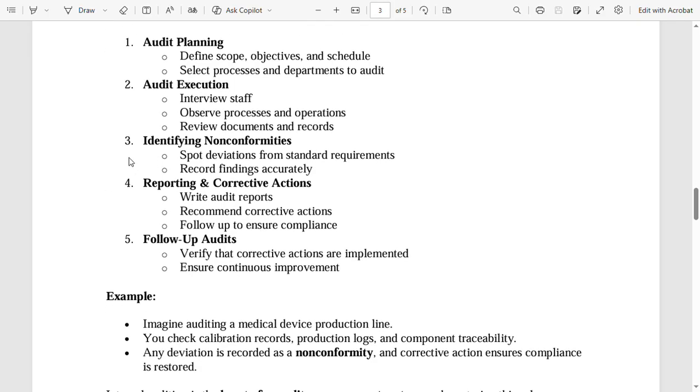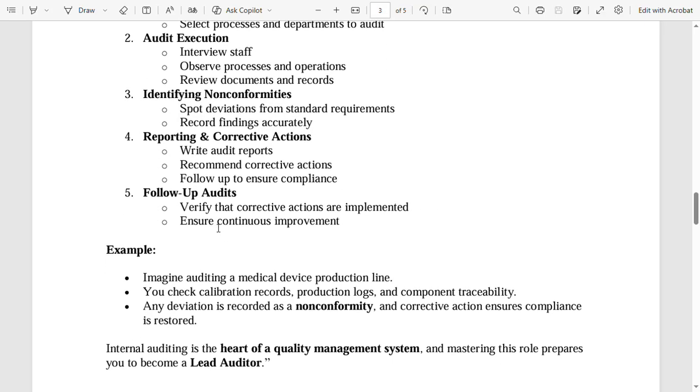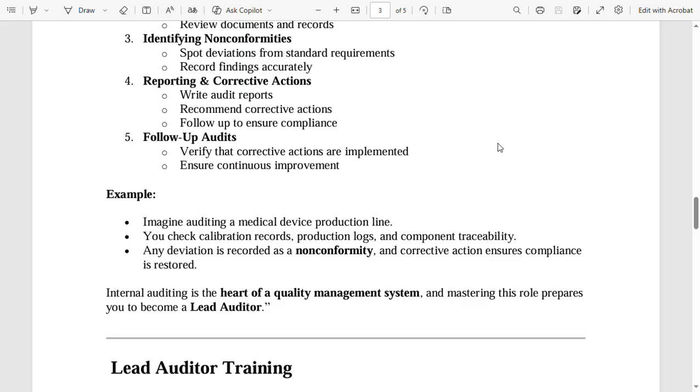Third, identifying non-conformities. Spot deviations from standard requirements. Record findings accurately. Fourth, reporting and corrective actions. Write audit reports, recommend corrective actions, follow up to ensure compliance. Fifth, follow-up audits. Verify that corrective actions are implemented. Ensure continuous improvement.